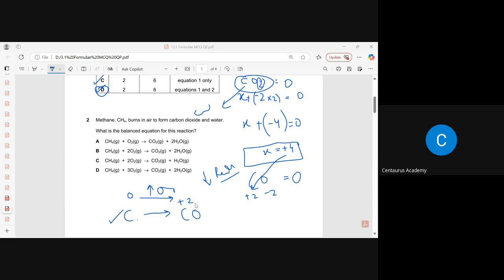Okay, let's move on to the next question. Methane burns in air to form carbon dioxide and water. What is the balanced equation for this reaction? Is it A, B, C, or D? You have to look into the state symbols as well. Okay, Ibrahim and Rayan say B. Yes, B is the right answer. Good. Okay. Moving on to the next one.